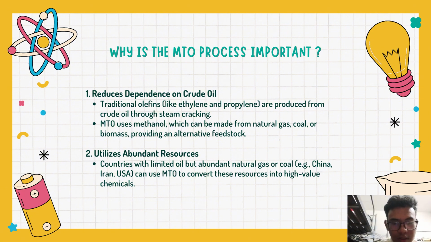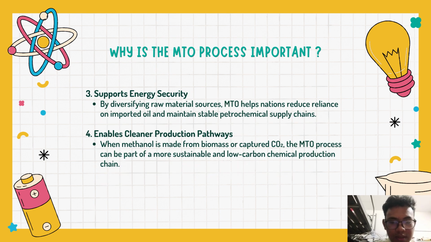Countries with limited oil but abundant natural gas or coal, like China, Iran, or the US, can use MTO to convert these resources into high value chemicals. Number 3, support energy security by diversifying raw material sources. MTO helps nations reduce reliance on imported oil and maintain stable petrochemical supply chains. Number 4, enable cleaner production pathway. When methanol is made from biomass or captured CO2, the MTO process can be part of a more sustainable and low carbon chemical production chain.